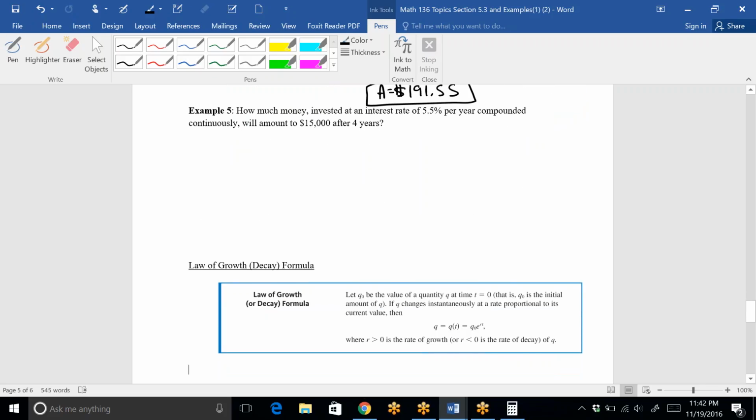How much money should we invest at an interest rate of 5.5% compounded continuously if we want $15,000 after 4 years? So $15,000 is our actual future value. t is 4 years, and this would be 0.055 for the rate. So we don't know P. I remember we said in my last video, if you are looking for P, you have to round up. So A equals PERT because it's continuous. So 15,000 equals P e to the 0.055 times 4.